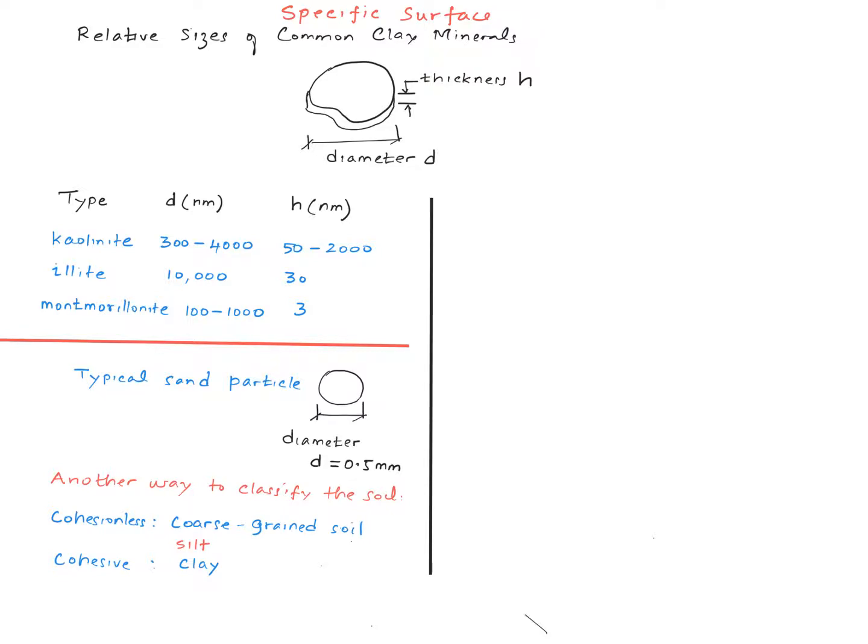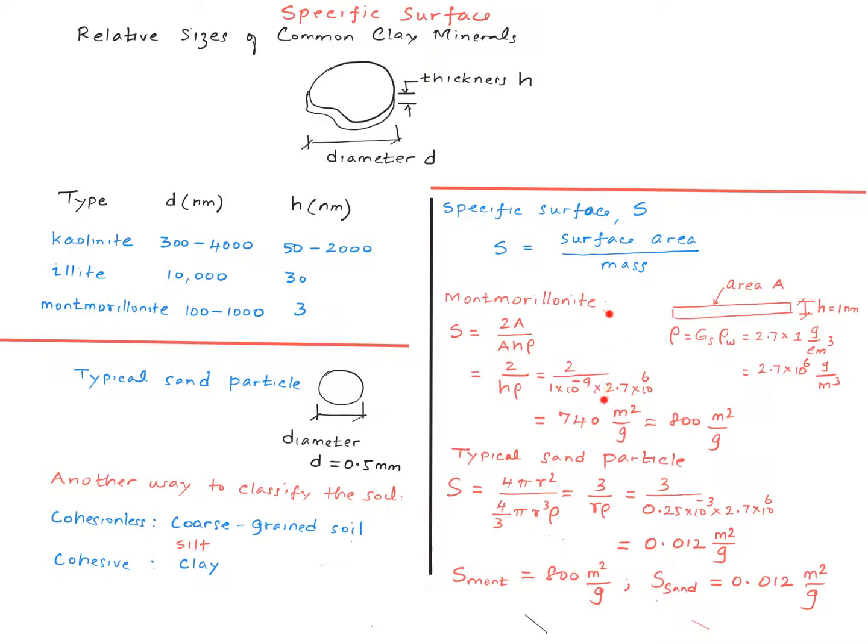So is there a quantity that could tell us a soil could be potentially cohesive? It turns out there is a quantity called specific surface. There are a couple of ways to define this. This is one way: specific surface equals surface area divided by mass. Basically, it tells you how much surface area you have in a given mass of soil. Here I calculate the specific surface of a typical montmorillonite and sand particle.